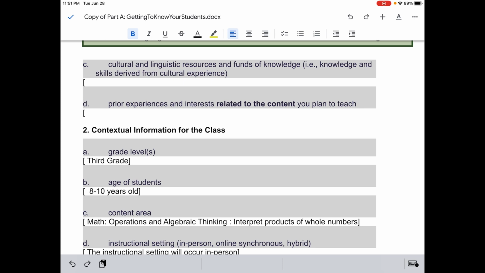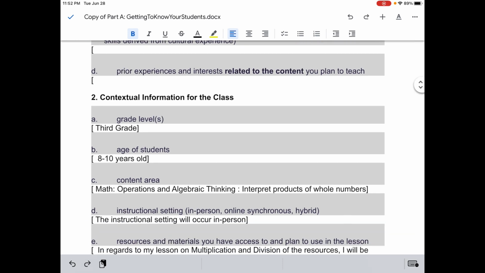It's asking about interest. If we read the question again, it says prior experiences and interests related to the content you plan to teach. I talked about how because my students love to use their whiteboard and love to draw, I'm going to incorporate that into my current content. So I'm going to be asking them, could you show me how we would represent the problem 5 times 20, and they're going to draw it out and then show me. So that's how I'm incorporating the interest.